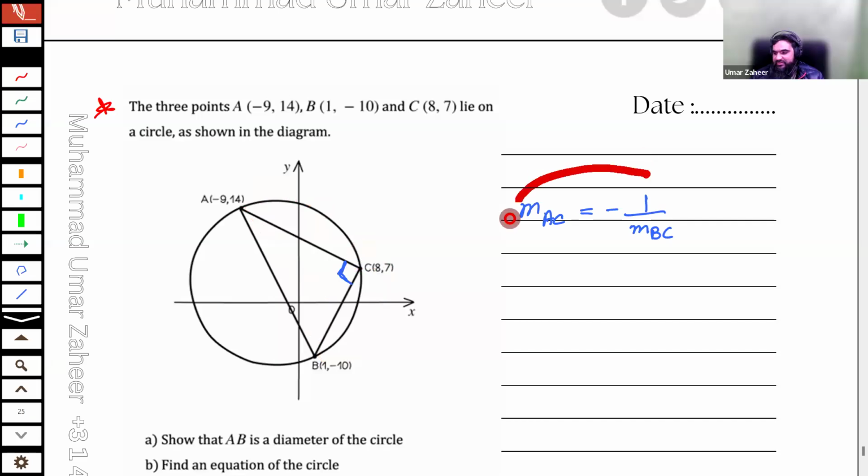That is the way, or this is the way. This is easiest. Let's go this way. Next, we have to find the gradient of AC. That will be equal to 7 minus 14, where it is x1, y1 and x2, y2, divided by 8 minus minus 9. Everyone, is it clear?